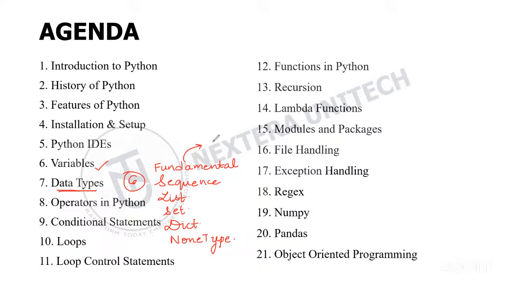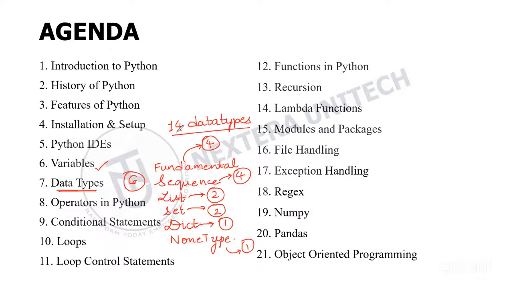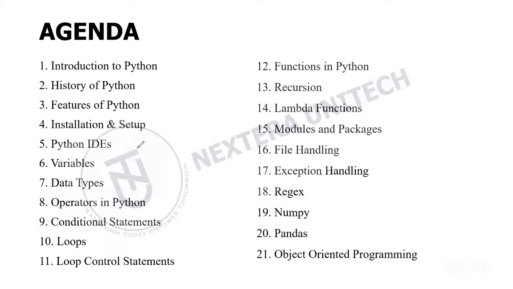Fundamental has 4 types: int, float, boolean, and complex. And sequence has 4 types, namely string, byte, byte array, and range. List has list and tuple, so 2. And sets have set and frozen set, so 2 subcategories. Dictionary has only 1 and non-type has only 1. So totally we'll be having 14 data types, and these are classified into 6 main categories. So we got to know about the data types and also how we can typecast them. We also learned about the typecasting techniques.